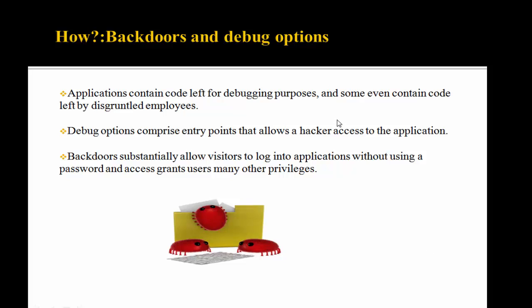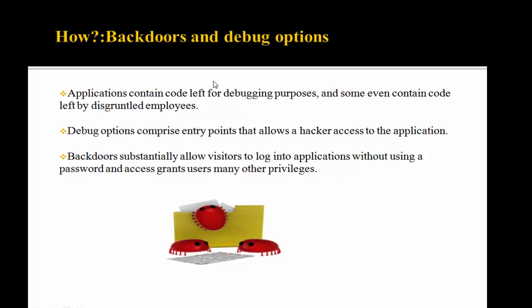Backdoors and debug options. These are very highly risky business, and hackers love backdoors and they love debugging options to leave open for them. As you said, debugging options help developers to find out the problems. But as we go forward to production, we need to lock our backdoors and we need to deactivate the debug options.